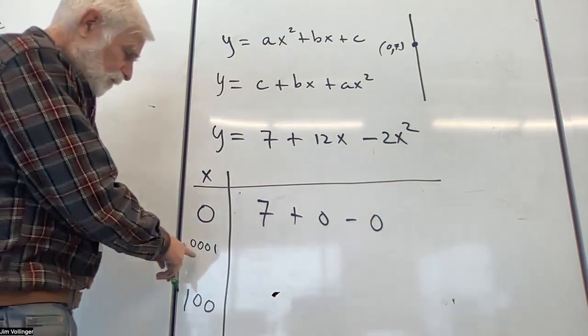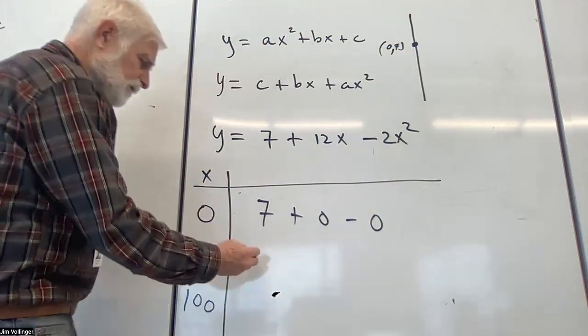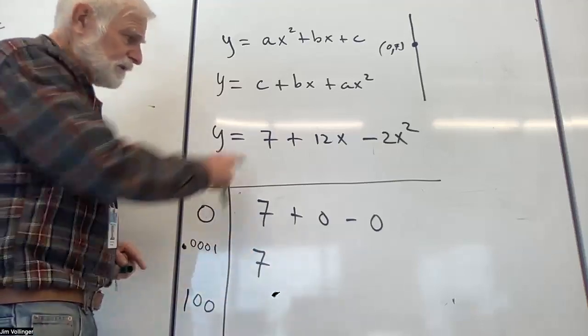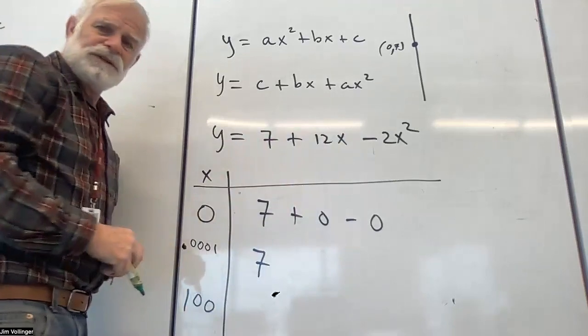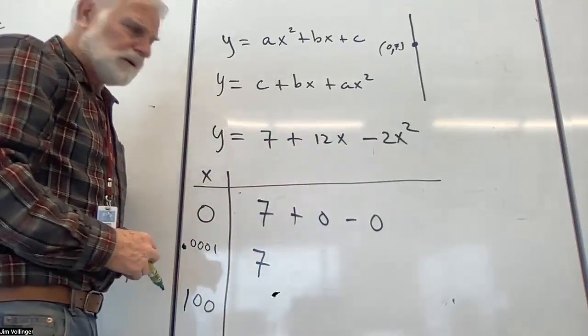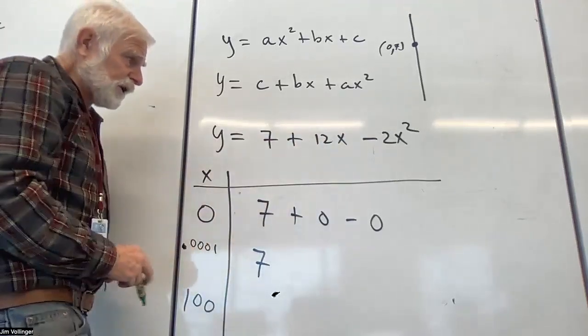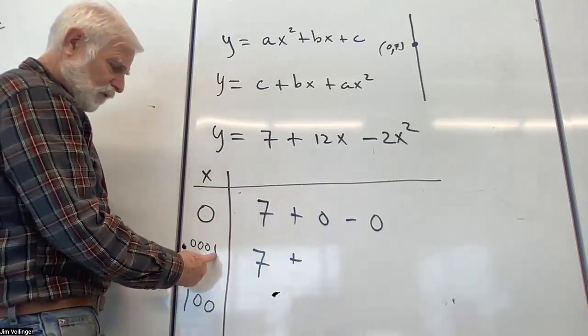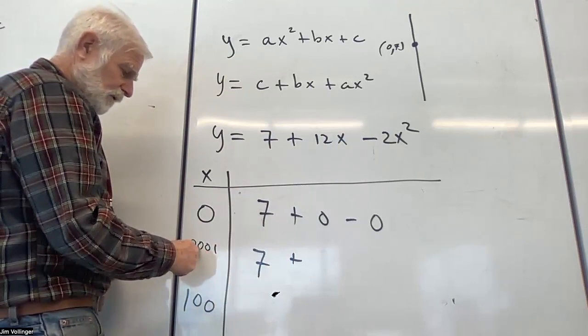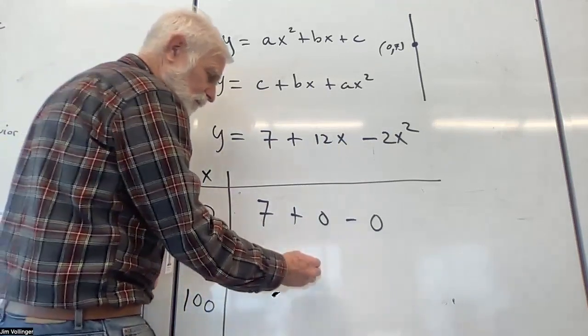And if I do this, 7 still remains 7. That's a constant. I don't care what x we use here. That column's not changing. This one does. This one changes by 12 times this, so 12 times that gives me 0.0012.